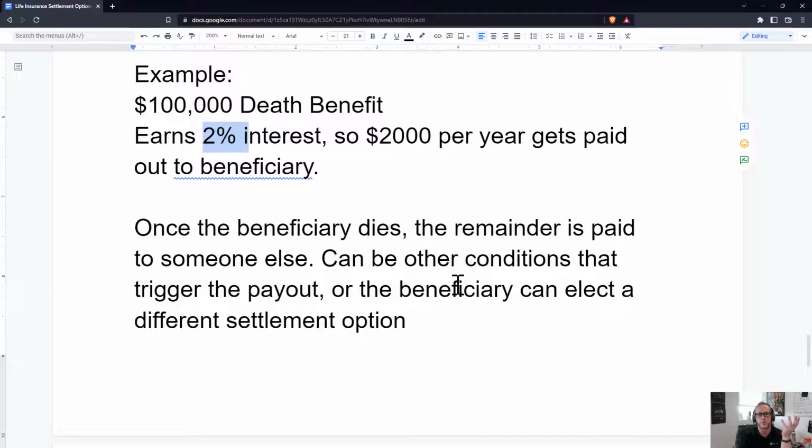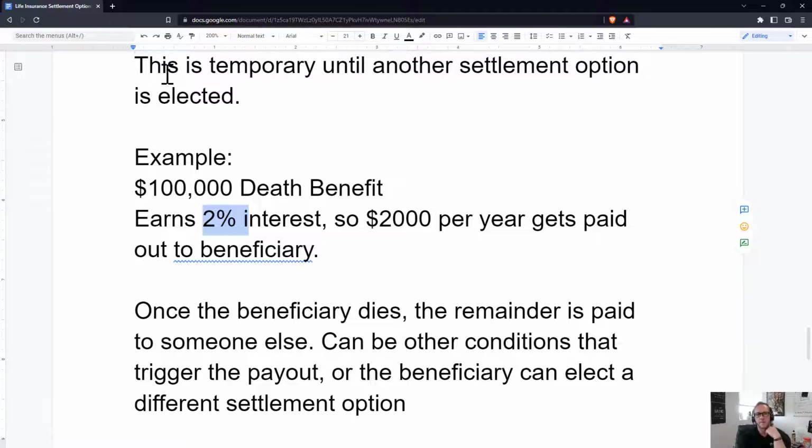Now, this is usually like a temporary thing. So the beneficiary says, you know what, I don't know if I want a lump sum. I don't know if I want an income stream. I don't know what I want, to be honest. So I'm going to have you pay me just the interest on the money. You hold it, and then I may select what option I want. I may take the whole lump sum. I may take a cash pay, like a lifetime income, whatever.